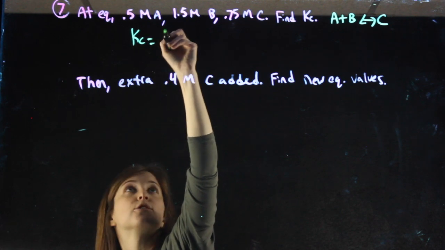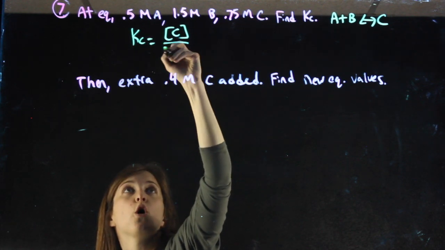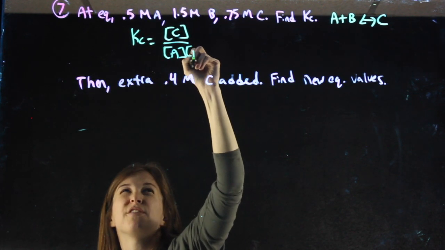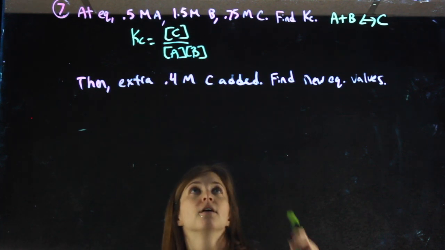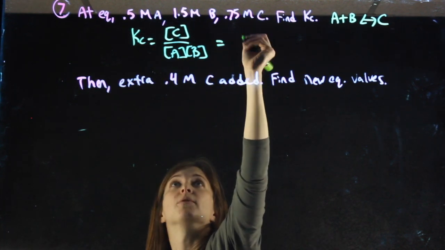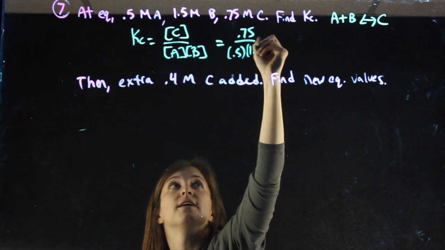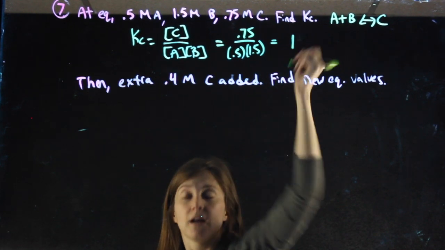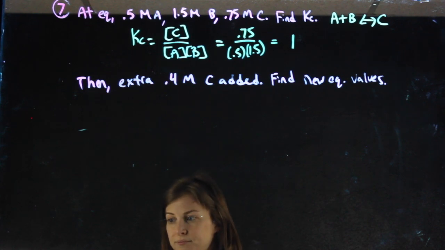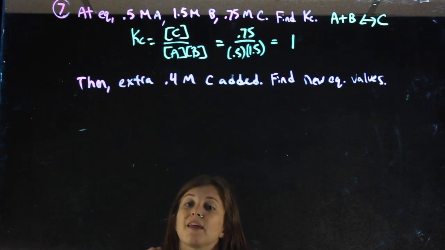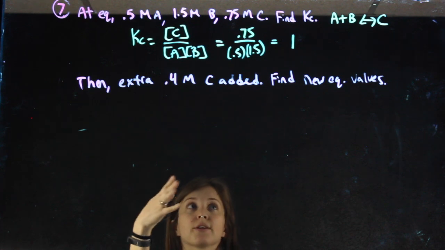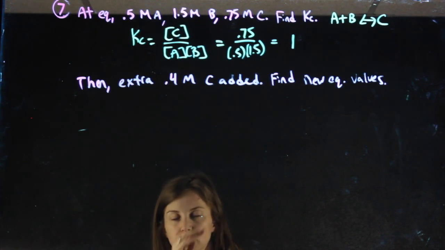So Kc is products over reactants. There are no coefficients, so that makes it easy. And these are all equilibrium, they're all molarity. So 0.75 over 0.5 times 1.5, and you should get a value of 1. That's my Kc value. That value is true for this reaction always at this temperature, which we're not changing.